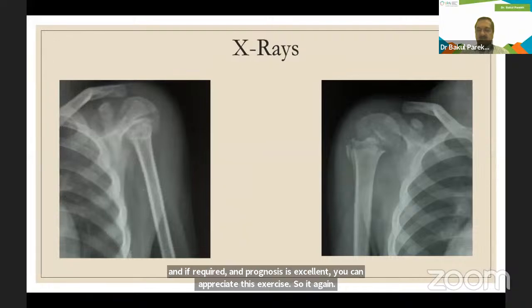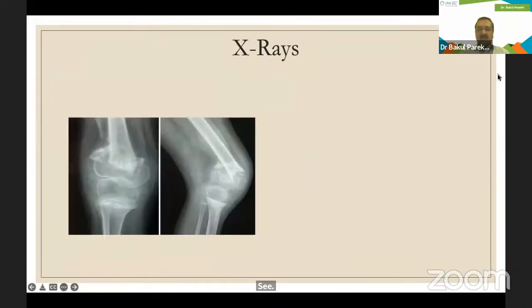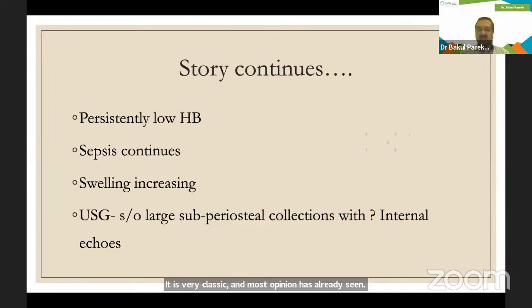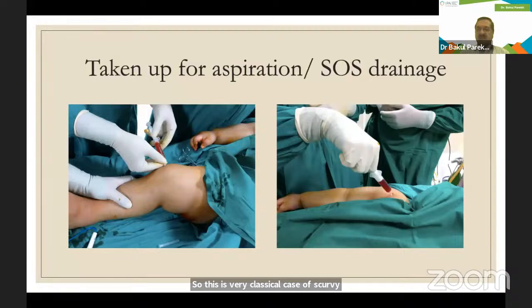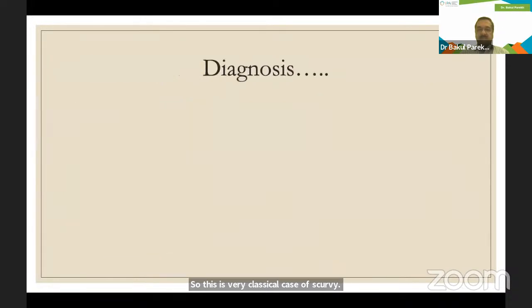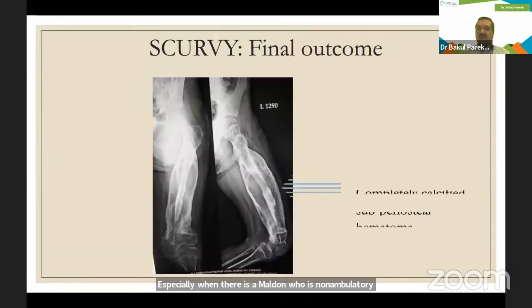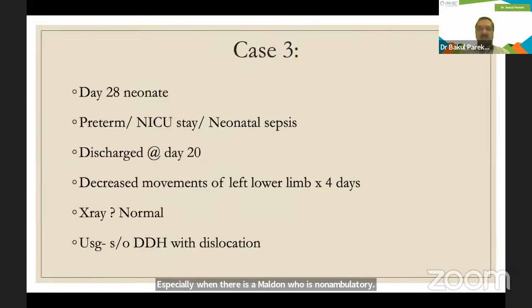See, there is a pencil thinning, and the epiphyses are displaced. It is very classic, and osteopenia is already seen. So this is a very classical case of scurvy, especially when there is a malnourished child who is non-ambulatory. The final outcome was very good, completely calcified subperiosteal hematoma.